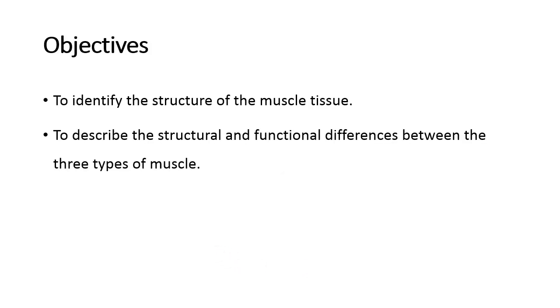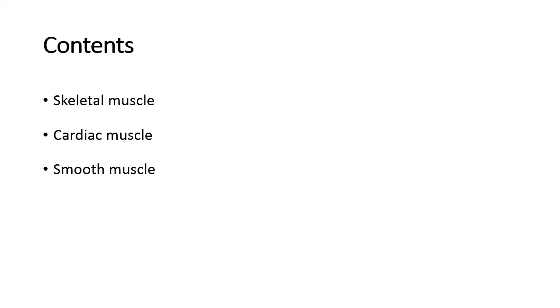Today our lecture is about muscle tissue, and our objectives for this lecture will be to identify the structure of muscle tissue, the structure of the three types of muscles, and to describe the structural and functional differences between the three types of muscles. The contents of this lecture will be skeletal muscle, cardiac muscle, and smooth muscle. The three types of muscle tissue: skeletal muscle, cardiac muscle, and smooth muscle.